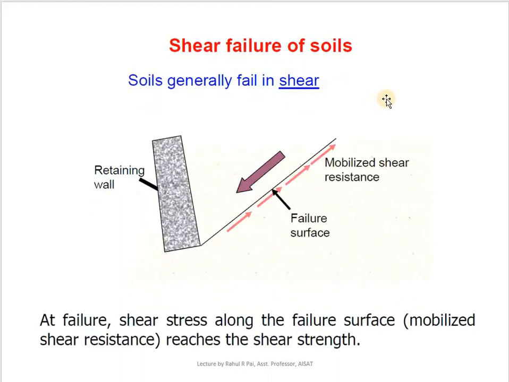So now let us see how this failure is occurring. So this already in slope stability we have discussed. What actually happens is, this is the sliding surface or the failure surface, and the soil is moving down in this sloping direction. And if the inherent shear strength of the soil is less than this mobilized shear resistance, then the soil will fail and this entire soil mass will topple down, leading to the collapse of the retaining wall. So this aspect we have to be very careful when we construct a retaining wall.